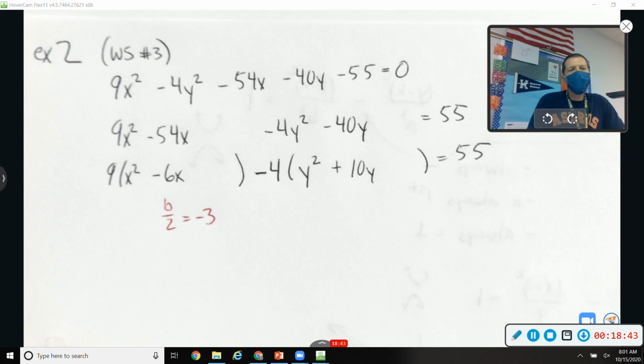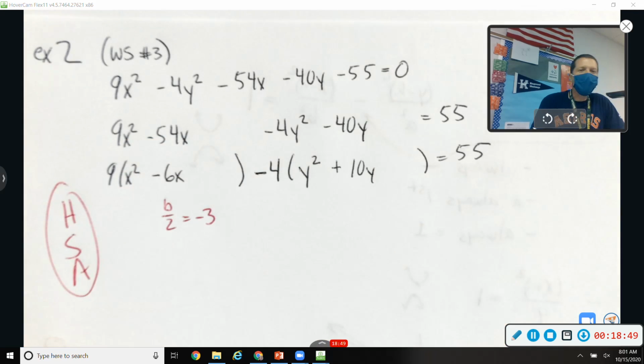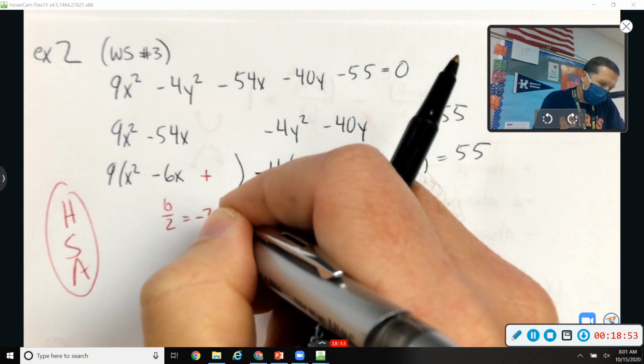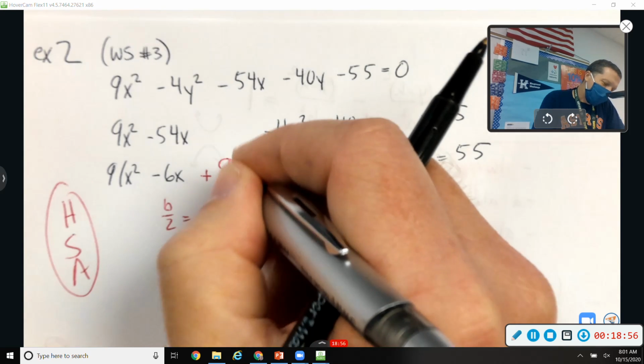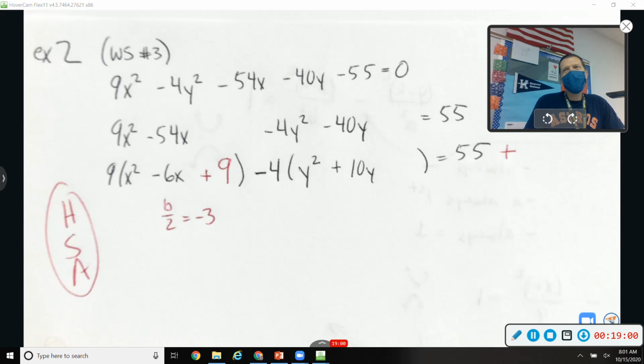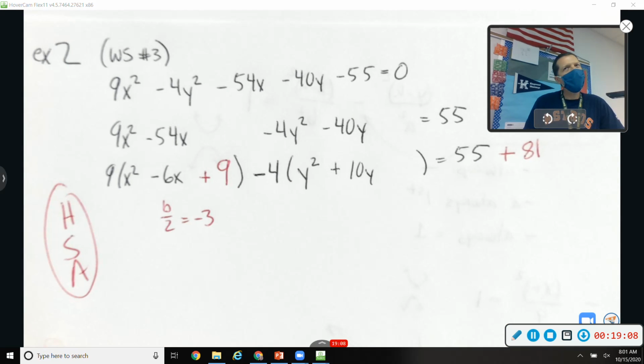B over 2 is negative 3. Half it, square it, add it. So half is negative 3. Square it, we get 9. Add it, we do plus 9. But what do I need to do to the other side? Yeah, multiply by that 9, so write plus 81. Again, maybe that feels weird to write plus 9 and plus 81, but you're adding 81 to both sides.